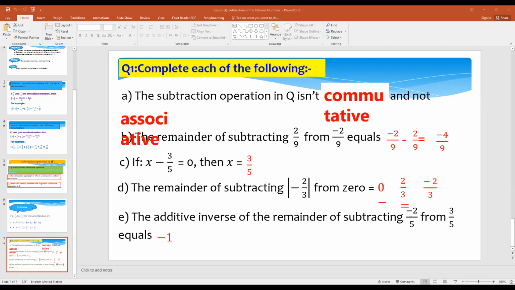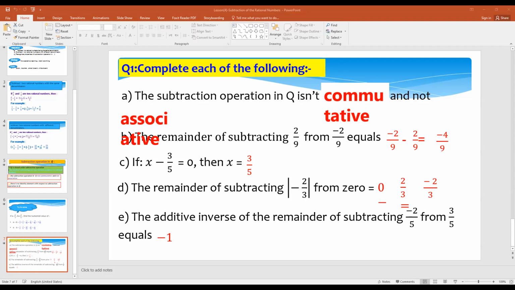Negative 0.1 times negative 5 over 3. I will convert the decimal number into a fraction. 0.1, I will convert it to 1 over 10, and keep the negative as it is. Negative 5 over 3, write as it is. Multiplying two rational numbers that have the same sign, the result will always be positive. And make sure that your numbers are in simplest form, I will simplify negative 5 and 10 by dividing by 5. Negative 5 divided by 5 equals negative 1, and 10 divided by 5 equals 2. And multiply negative 1 by negative 1 equals 1, and 2 times 3 equals 6.